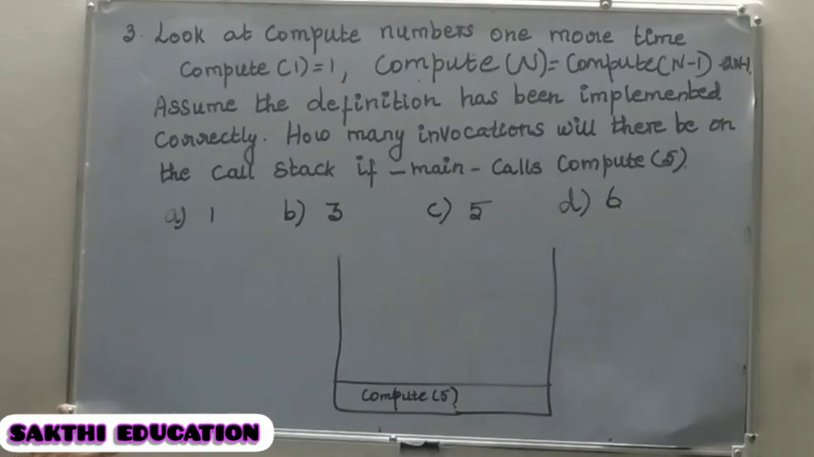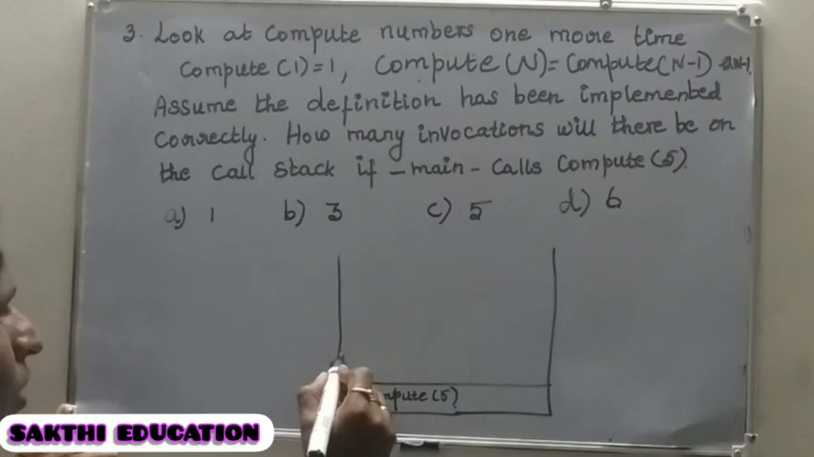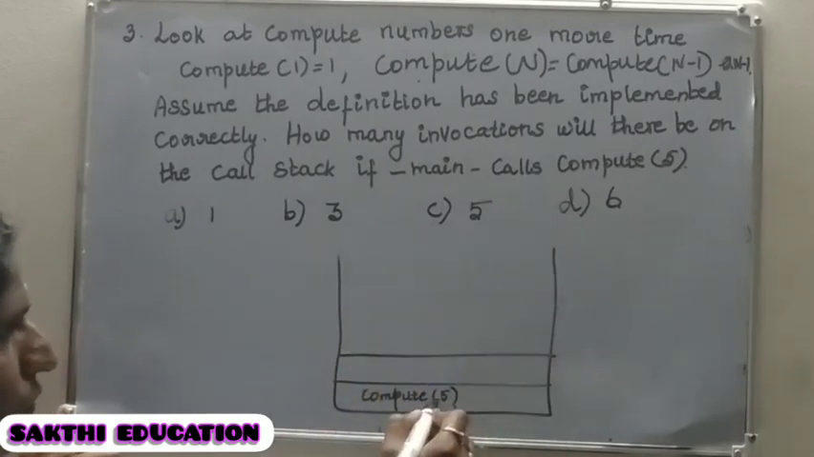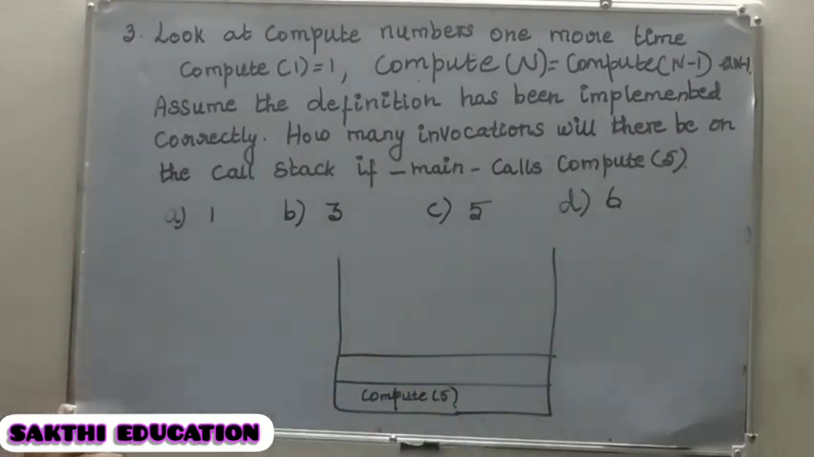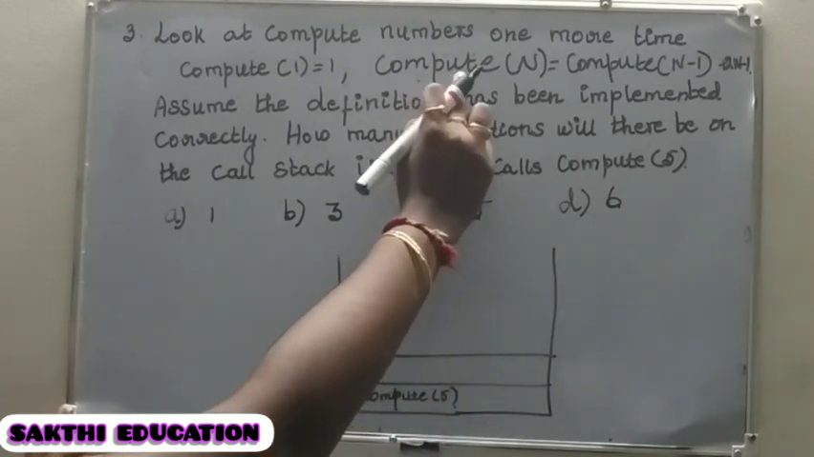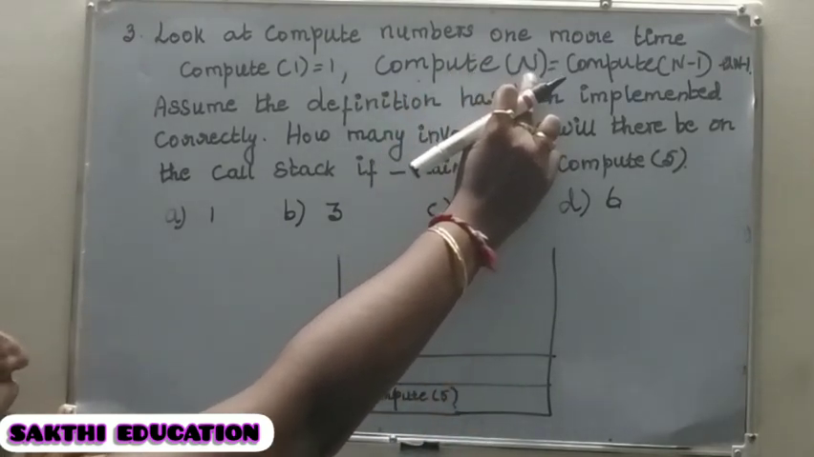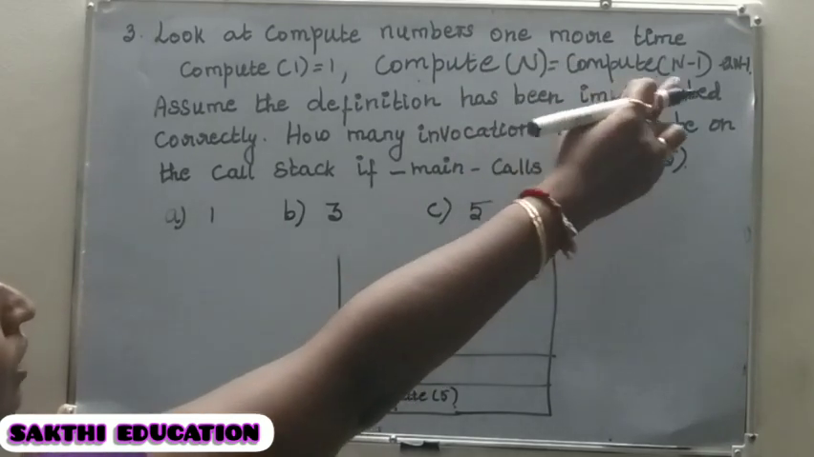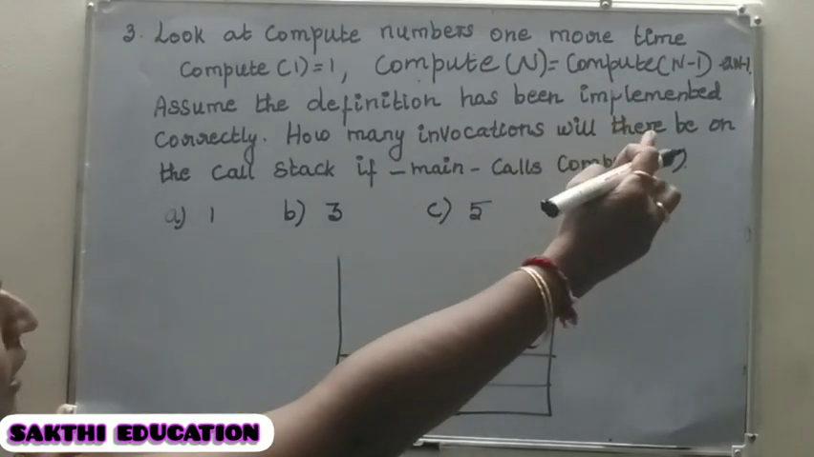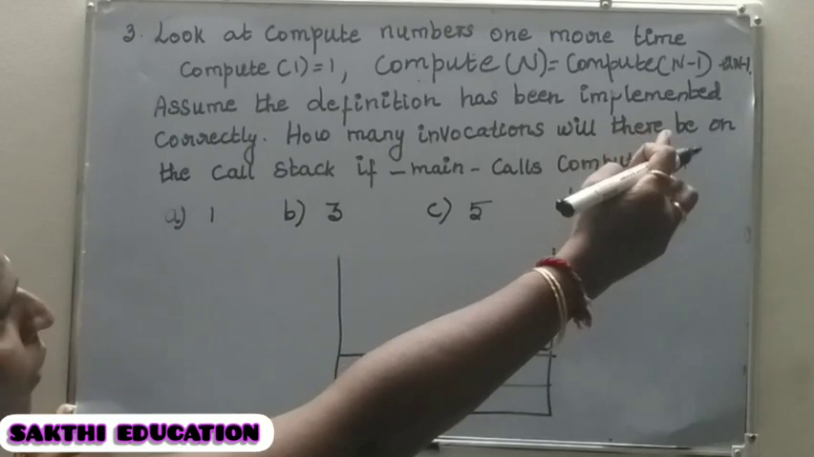Whenever there is a function call, it will create another frame. This is a function call, so it's creating another frame. Compute of 5 is equivalent to compute of n. Your n value is 5. So for that, what is the thing? Compute of n minus 1 plus 2n minus 1.